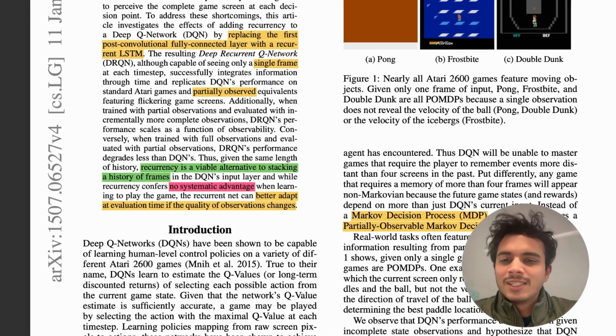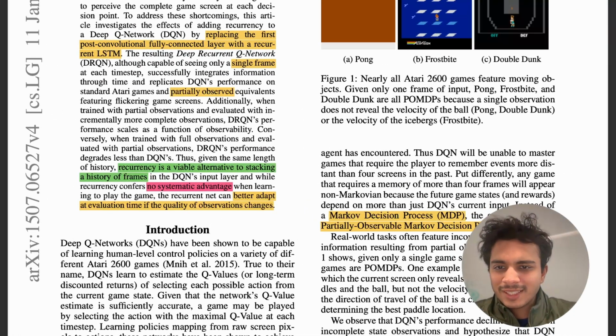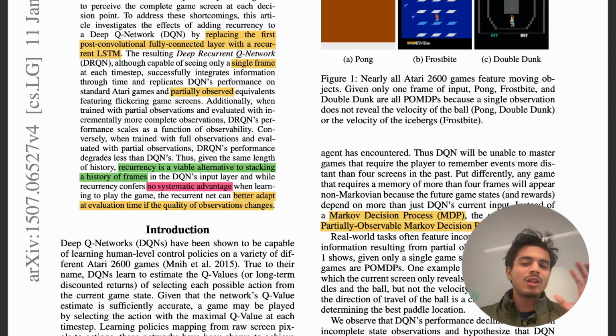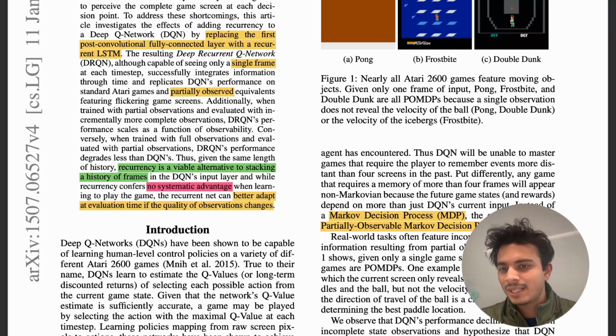Fine. So what they are saying is recurrency is a viable alternative to stacking a history of frames. Recurrency will basically try to find correlations between each frame. This means that, recall again, why did we really need frame stacking in the first place? Why did we need that at all, right? Because just having a single image will not tell you in what direction the agents or opponents are moving.